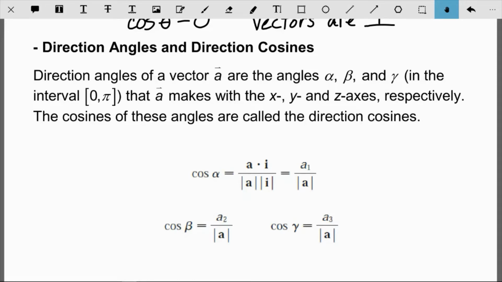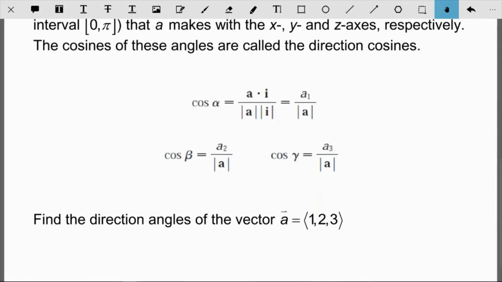So a direction angle is basically telling me how far I am off of the x-axis, the y-axis, or the z-axis from an angle perspective. We use these angles, alpha, beta, and gamma, to identify how far we are off of those three axes. Just like always, if you think about how you measure off the x-axis, you measure counterclockwise about the origin. Same thing when you're measuring off of the y or off of the z-axis.